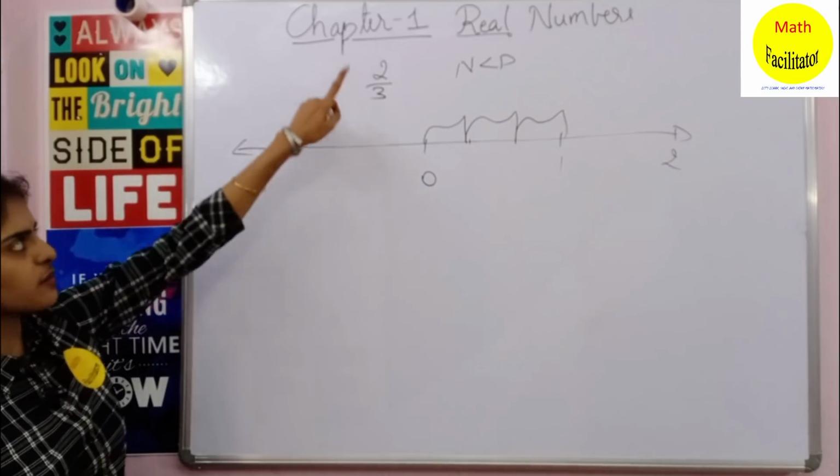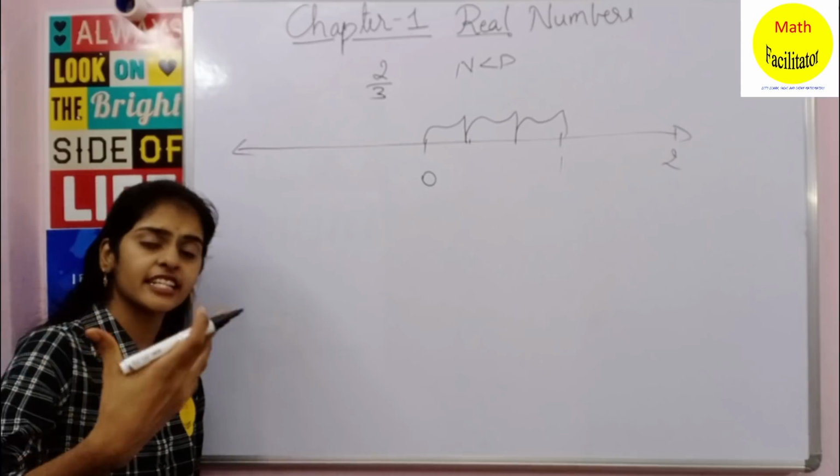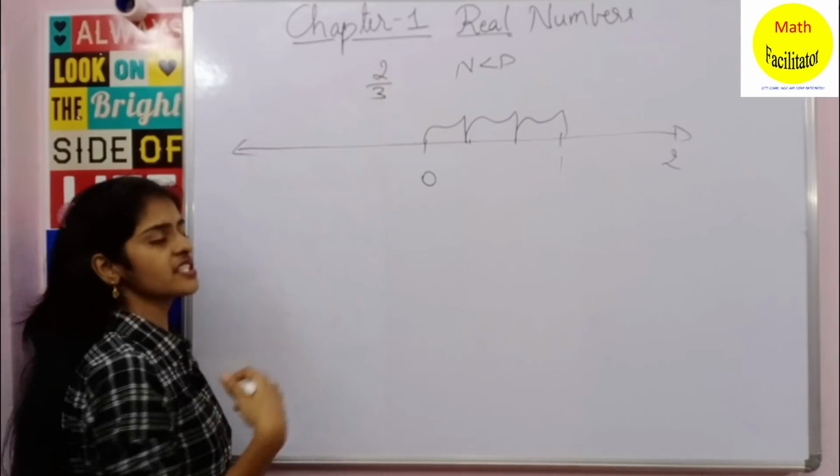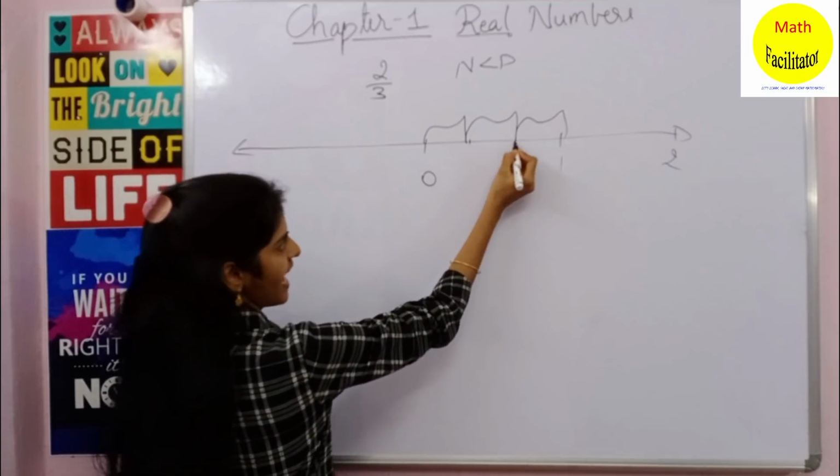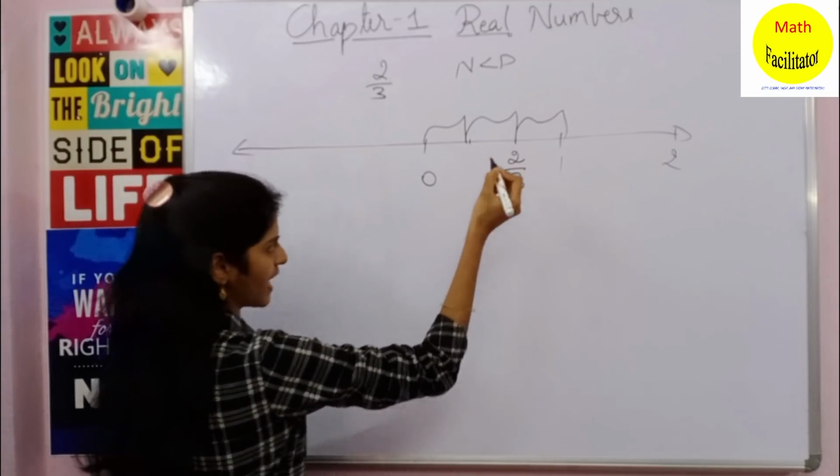Clear? Now the numerator tells you how many parts you should take into consideration. The numerator is 2, that means you have to take 2 parts into consideration. So it is the first part and the second part. So this is nothing but 2 by 3.